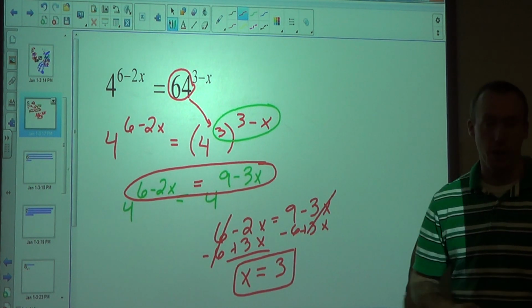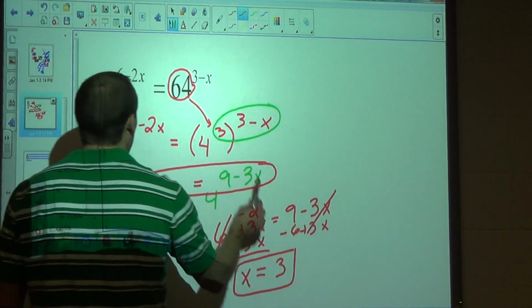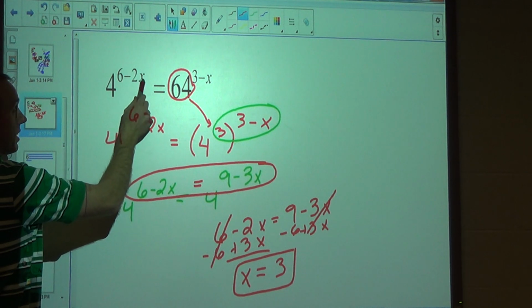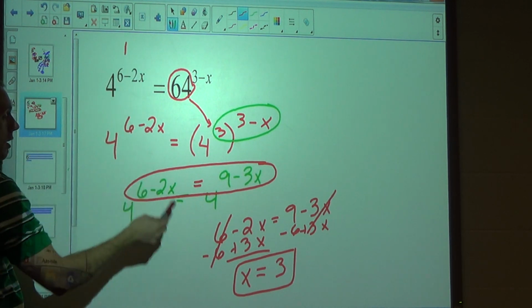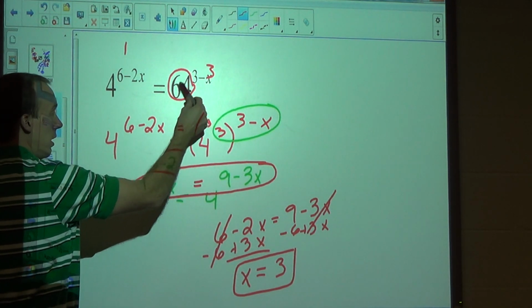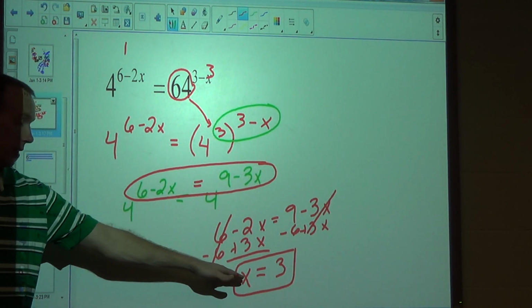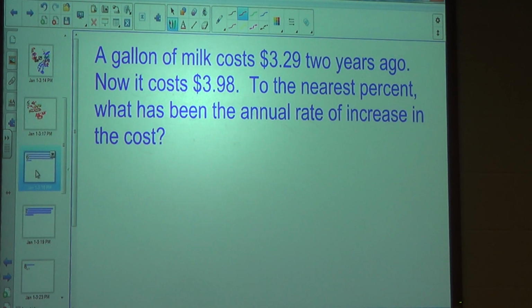How could you know if you got the right answer on the test? Plug it in, right? So 3 times 2 is 6. 6 minus 6 is 0, and anything to the 0 power would be 1. And if I plug in a 3 here, what's 3 minus 3? 0. And anything to the 0 power turns into 1, so this is my answer. Any questions? Alright.